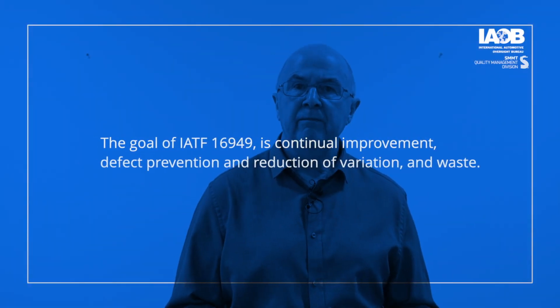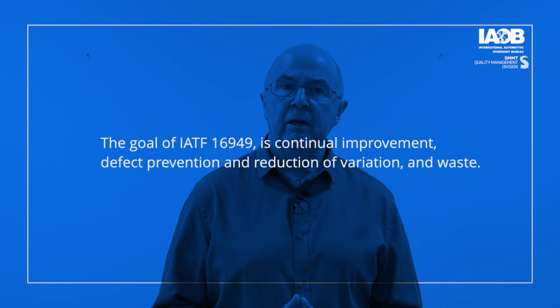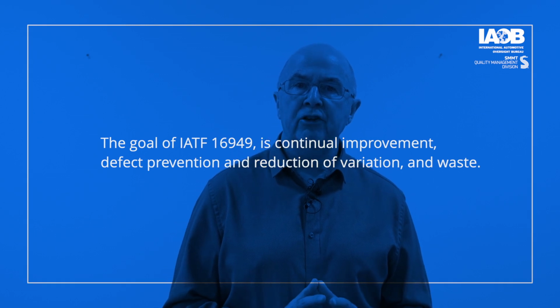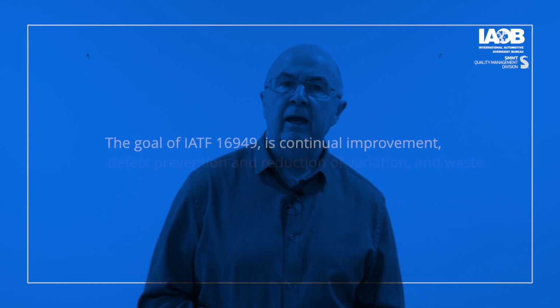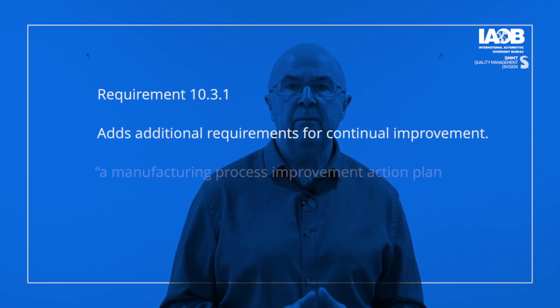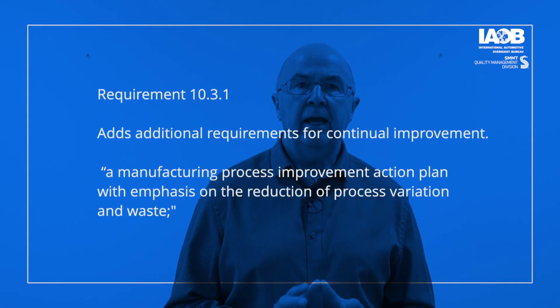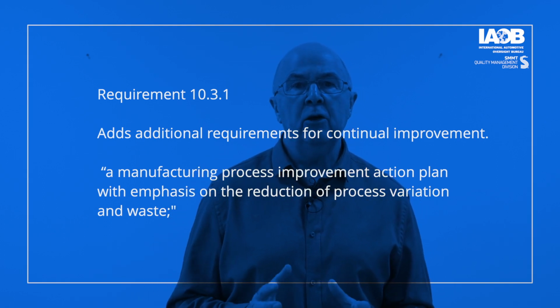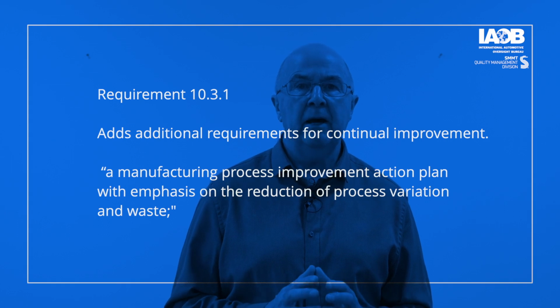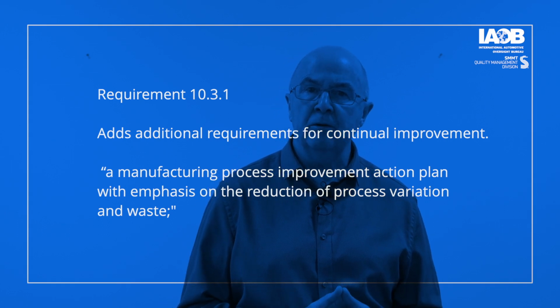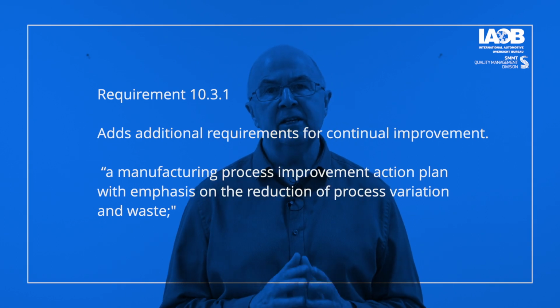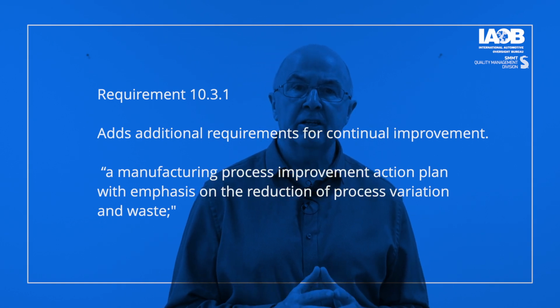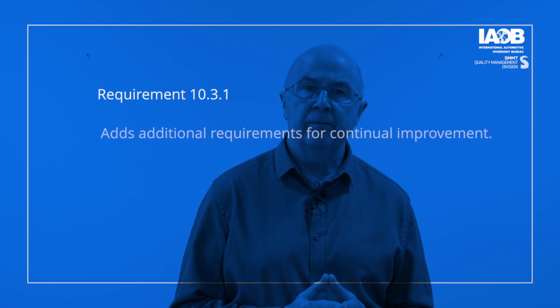The goal of IATF 16949 is defined as continual improvement, defect prevention, and the reduction of variation and waste. In IATF 16949 10.3.1, it states additional requirements for continual improvement, including the need to have a manufacturing process improvement action plan with the emphasis on reduction of process variation and waste.